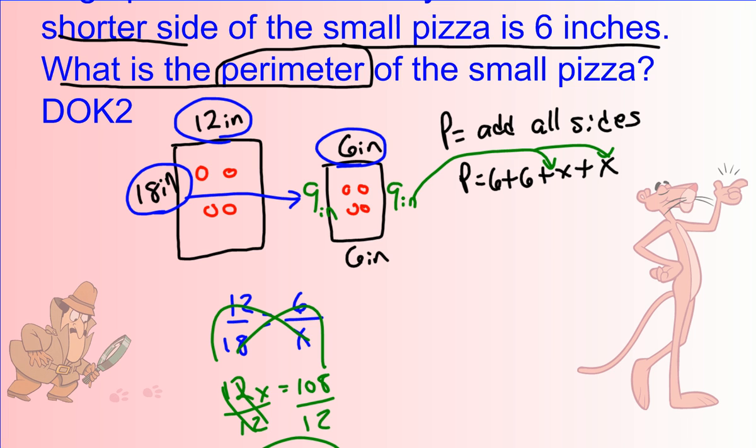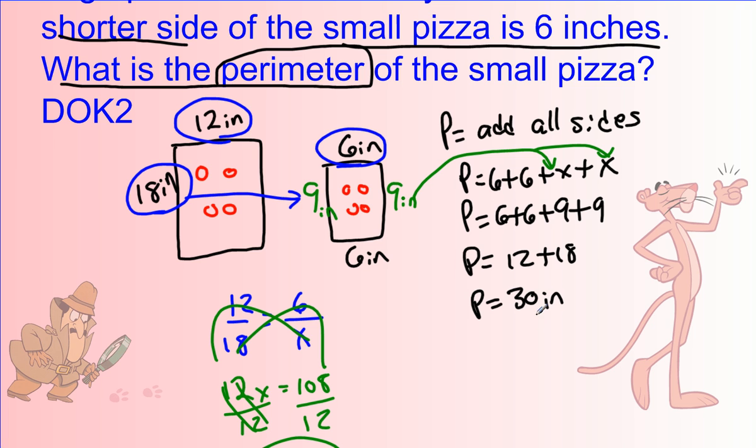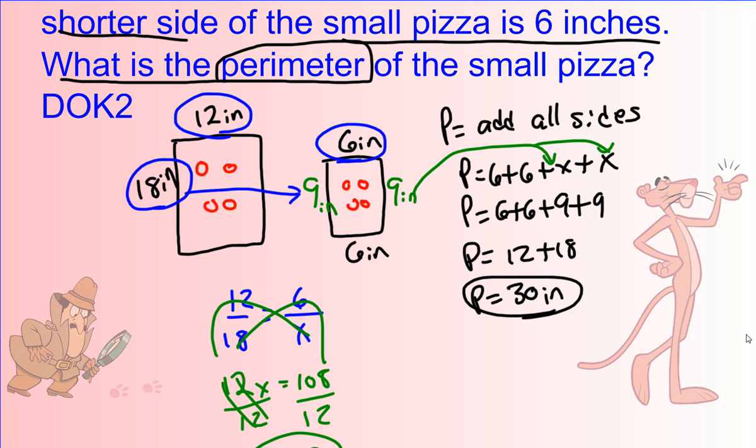So my formula comes from perimeter is 6 plus 9 plus 9. The perimeter of my small pizza, 6 plus 9 plus 9. I'm adding them all together. Let's see, 12 plus 18. Perimeter is 12 and 18 is 30 inches. And that is the perimeter of the smaller pizza.